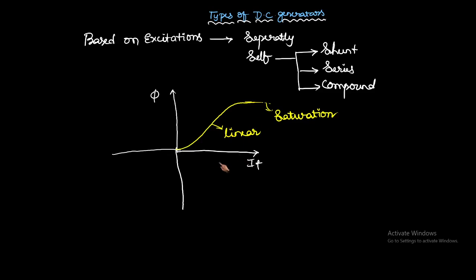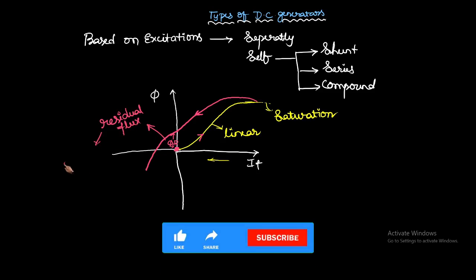Now whenever you are decreasing the field current, the curve will not follow the same path. It decreases in this fashion, so it is not following the previous path. Whenever it is increasing, it increases like this, and whenever it is decreasing, it decreases like this. That means even if the field current is 0, it maintains some flux. That flux is known as phi r, the residual flux. This property is called the retentivity property of magnetic materials.